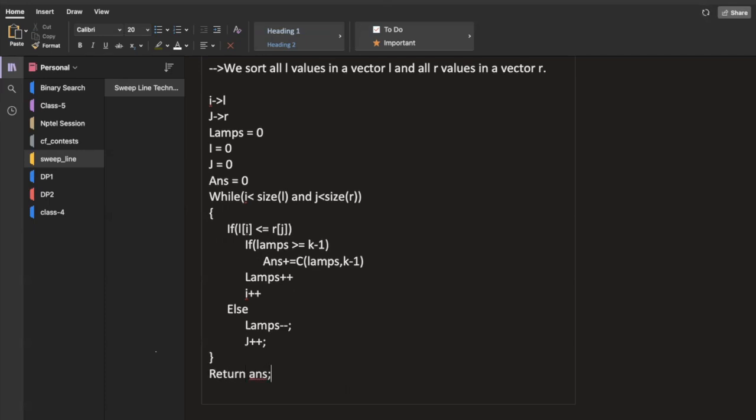Okay, so I think this is the best explanation for this. The code itself is pretty self-explanatory. So this is the entire solution to the problem.